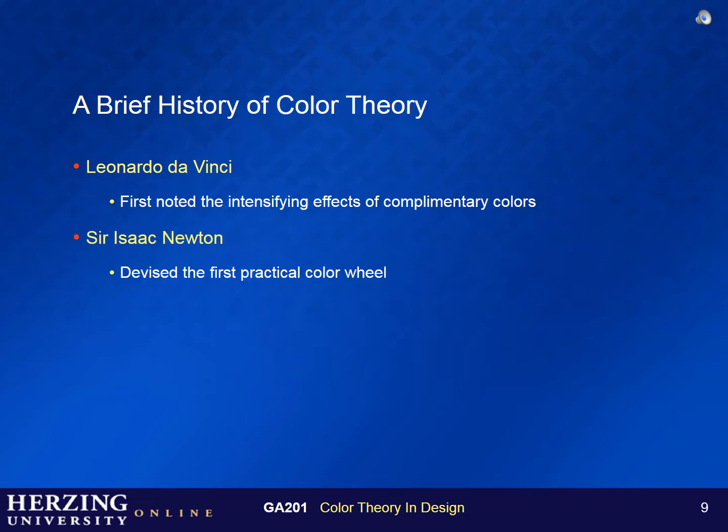Sir Isaac Newton, too, sought practical ways to organize color. By splitting a ray of white light with the use of a prism, he showed its natural composition of red, orange, yellow, green, blue, indigo, and violet beams. Newton also devised the first color wheel, a variation of which is still commonly used today.